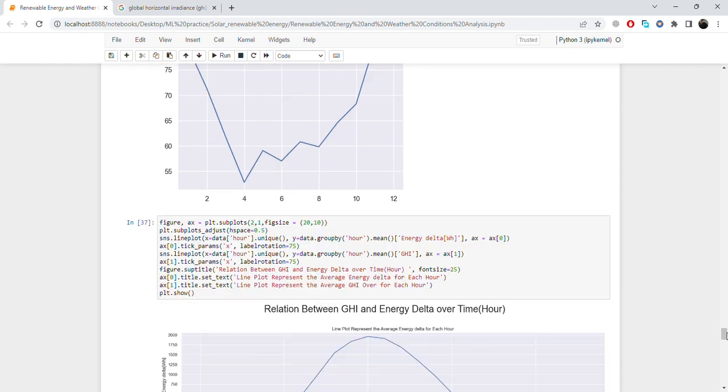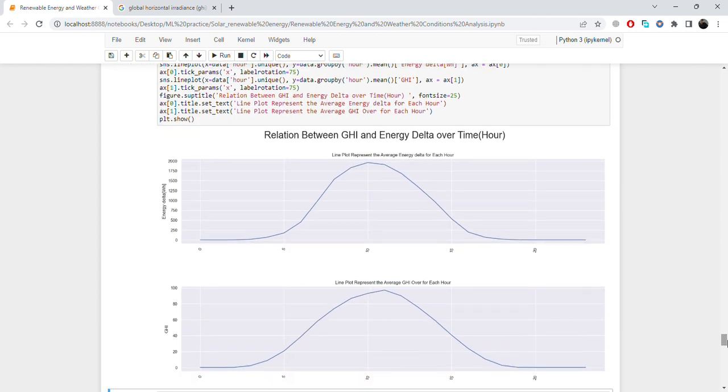Here we can see that the average energy delta means these are the times where we need more energy, and these are the times we have more GHI, meaning more radiation. You can see this graph fits exactly, not 100% but more than 90%. It fits the peak, the starting of the peak, the ending of the peak, everything is the same. So in this graph, we can assume that this is a good match.